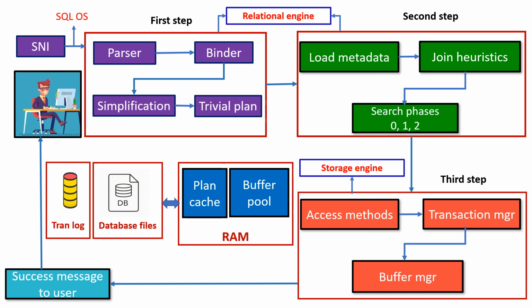That's all it needs. The second step contains the components load metadata, join heuristics, and search phases. All these components from the second step require most of the metadata needed to process any query. The third step contains the components access method, transaction manager, and buffer manager. When you compare it with the first and second steps, the third step components are very IO intensive.